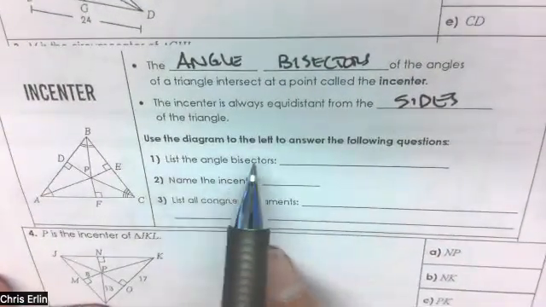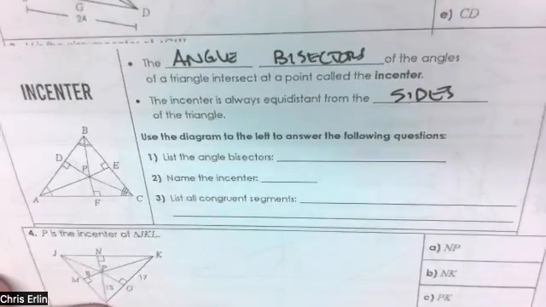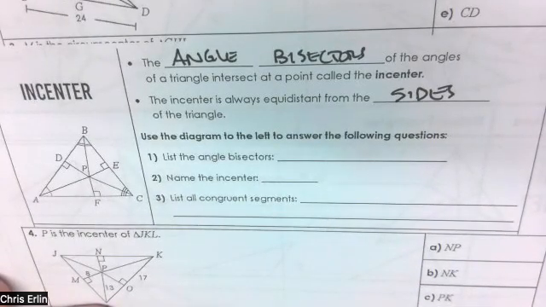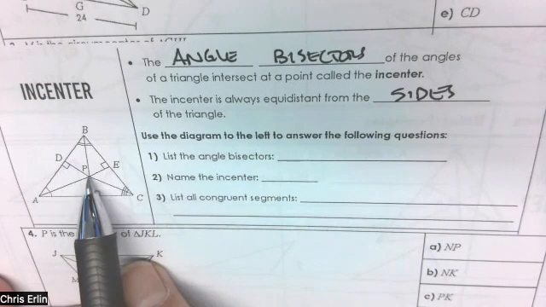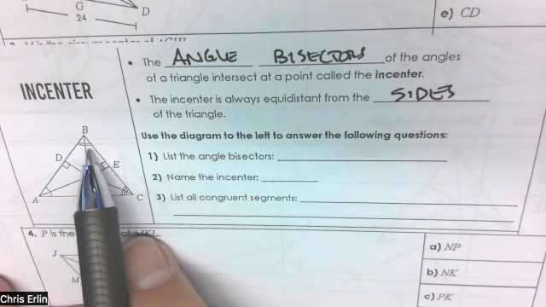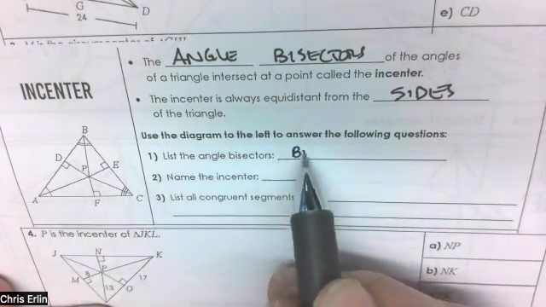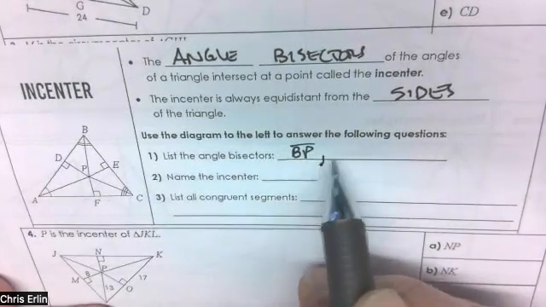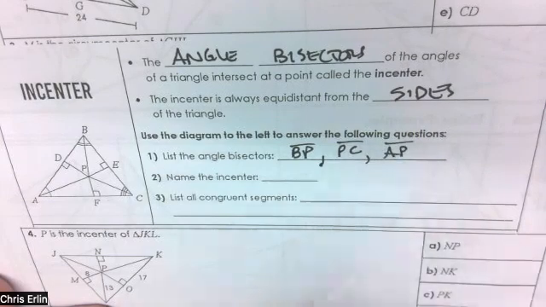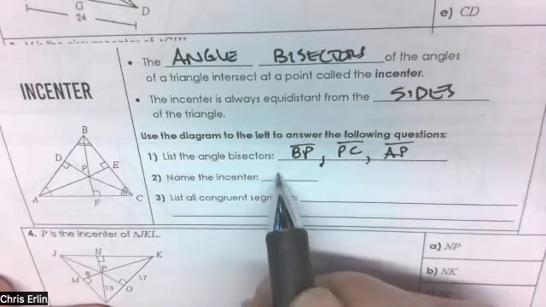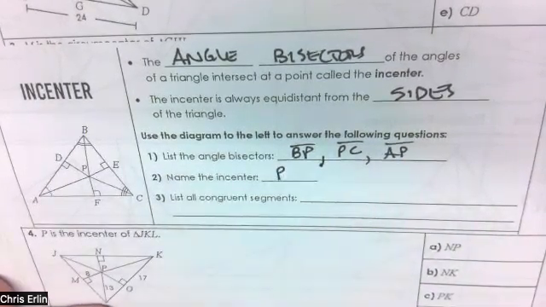So list the angle bisectors. What's one of them? Say again, please. DP or BP? Angle bisector, splitting the angle in half. So BP would be one. PC would be another. AP would be another. Incenter is P.